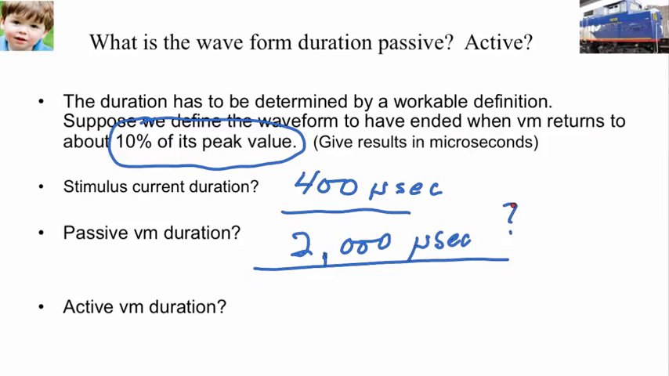And then for the active waveform, how long does it last? Now that's a tricky question again, because it lasts a while above the baseline, then it goes down below the baseline and comes back up. Let's suppose for the purpose of this question, we take only the part that's above the baseline. How long does it last until it comes back down to within 10% of the peak value? Please look back and see, and figure that number out and put it in here.